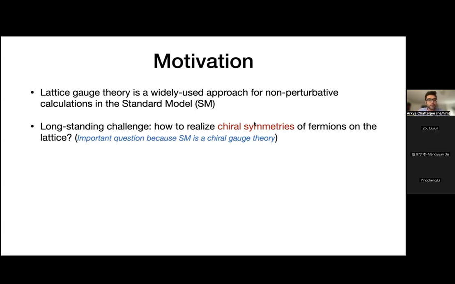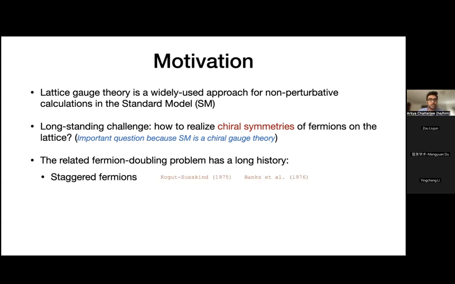So this is an important question for particle physics because the standard model of particle physics is a chiral gauge theory. So if you wanted to do any calculations on a lattice that reflect the real world, you would need to be able to realize chiral symmetries and then gauge them. And there's a related problem of fermion doubling, which has a long history. For instance, back in the 70s, people came up with a staggered fermion model, which tried to address this problem of doubling the number of fermion modes when you put them on a finite lattice.